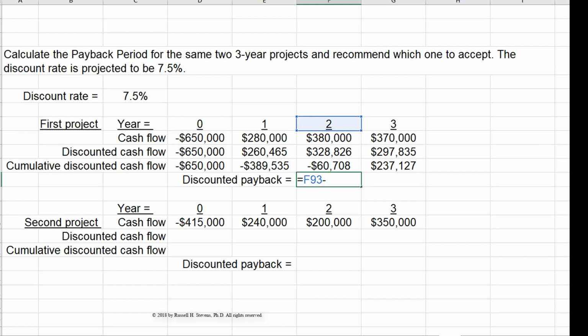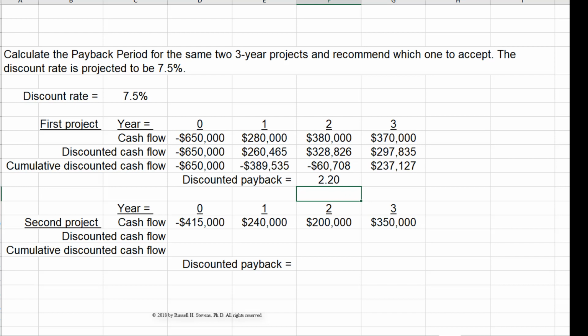Highlight the minus $60,708, type in a slash denoting division, highlight the $297,835 in the next column to the right, and press Enter. The bottom line to this exercise is that it will take 2.2 years for this project to break even.